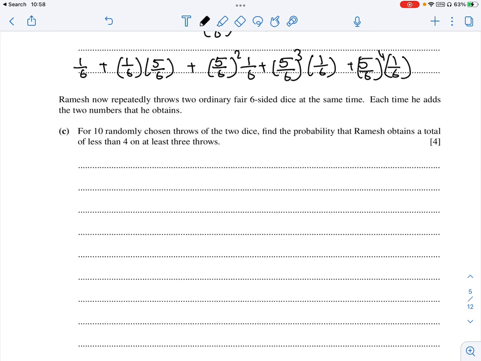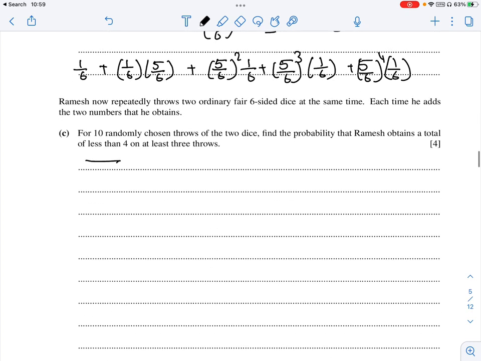Ramesh now repeatedly throws 2 ordinary fair 6-sided dice at the same time. Each time he adds the 2 numbers that he obtains. From 10 randomly chosen throws of the 2 dice, find the probability that Ramesh obtains a total of less than 4 on at least 3 of them. So he should be getting less than 4 on at least 3 throws.